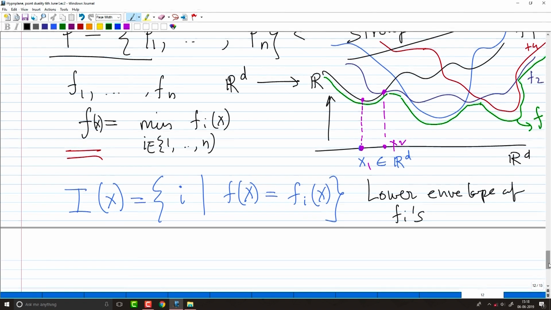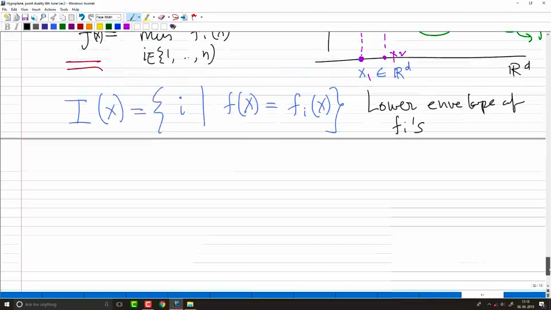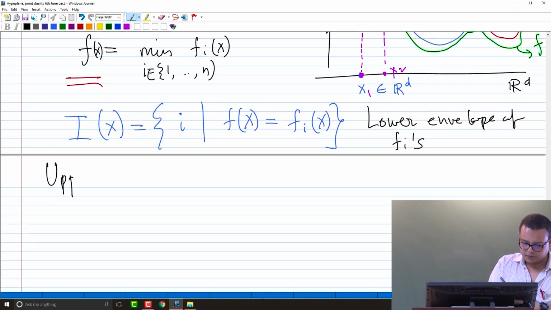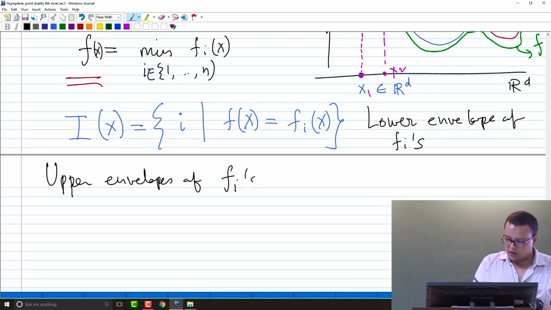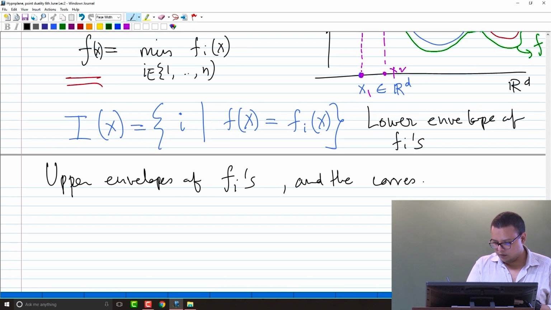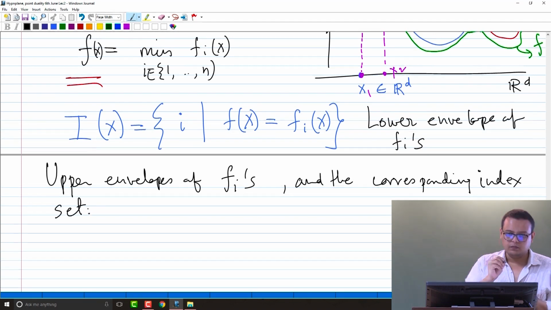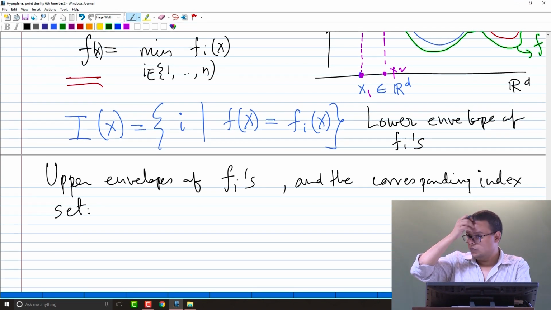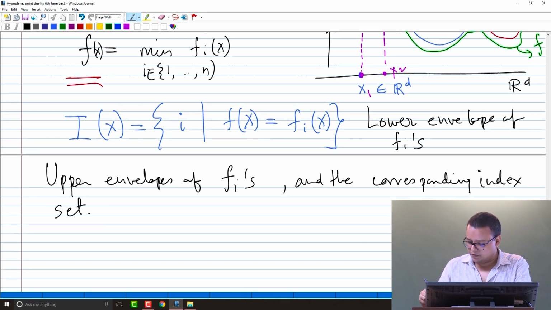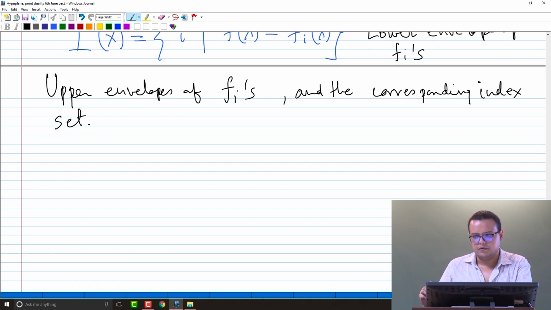But we can also define, in an analogous way, the upper envelope of the fi's and a corresponding index set in the same way, right? Good. So, let us again go back to the definition of Voronoi diagrams.